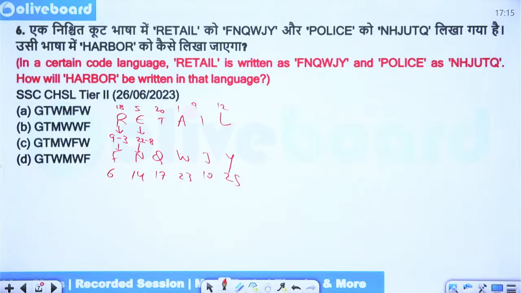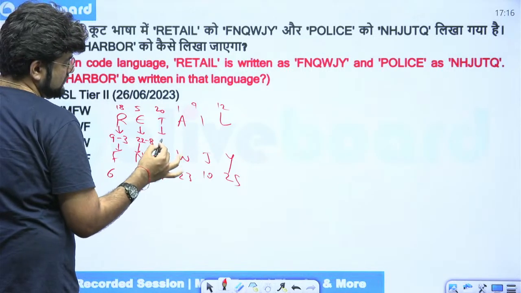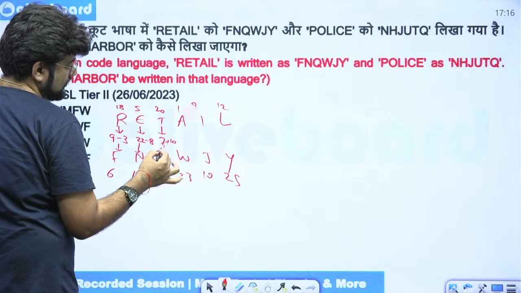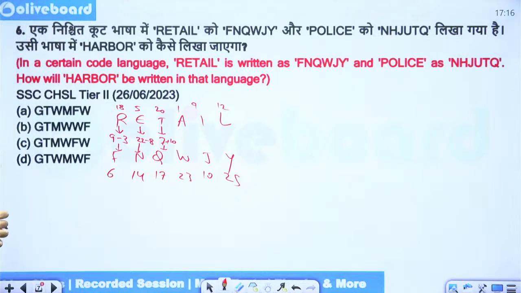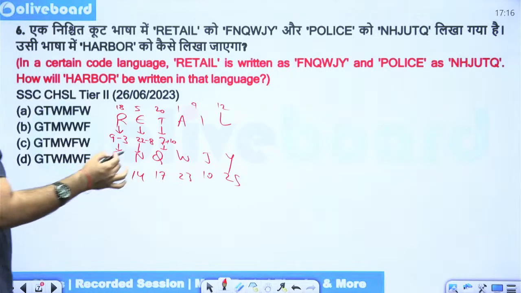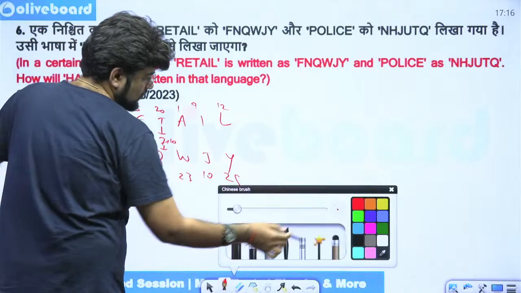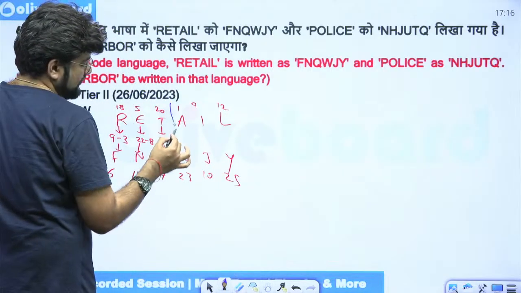We are going reverse, we are subtracting 3. We are going reverse, we are subtracting 8. We are going reverse now, 7, and we are adding 10 to it. Get 7. Right? The problem is, this is not giving us any definite logic.